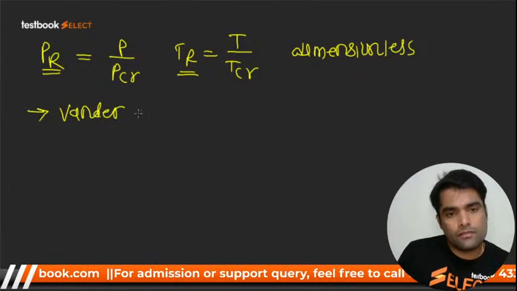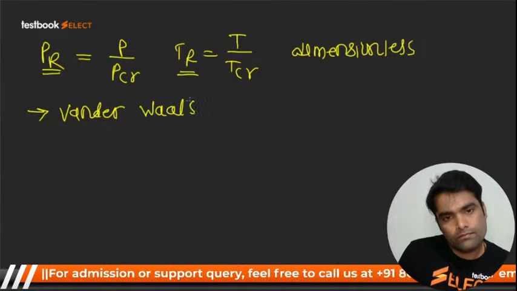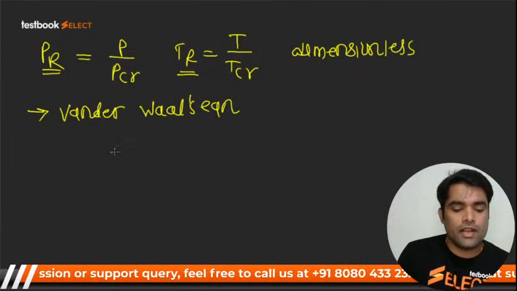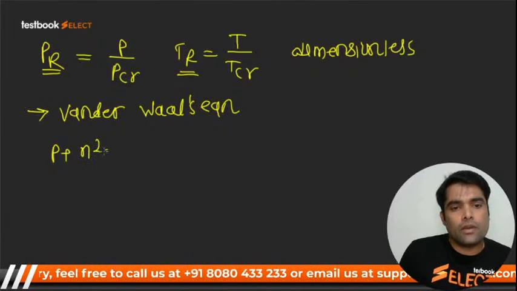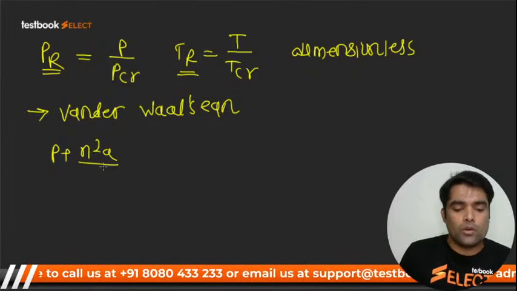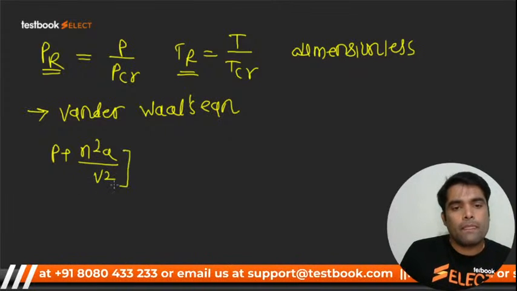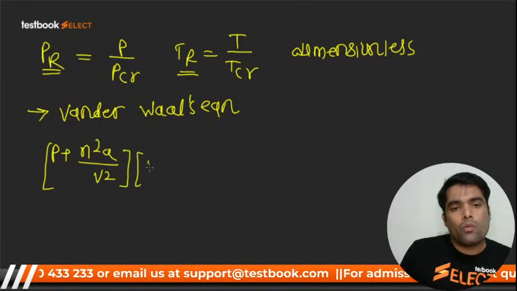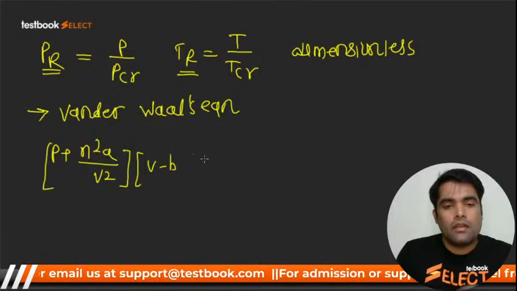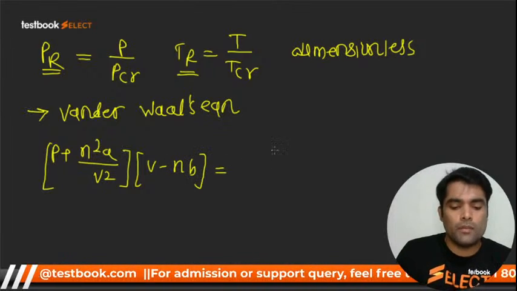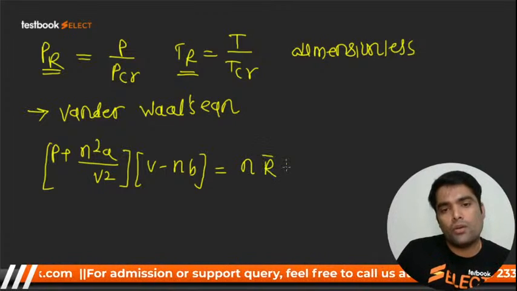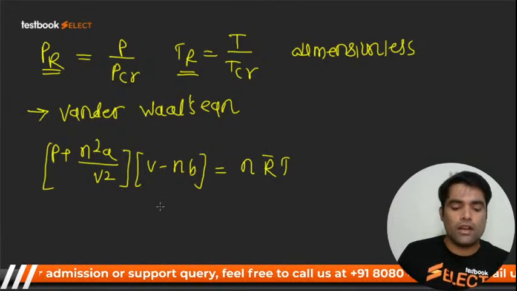Van der Waals equation, and that is what, my dear? P plus n square a by V square. n is the number of moles, don't worry. V minus nb, sorry, nb. I'm very sorry. nb is equal to what? n into R into T. Right? It is the Van der Waals equation.